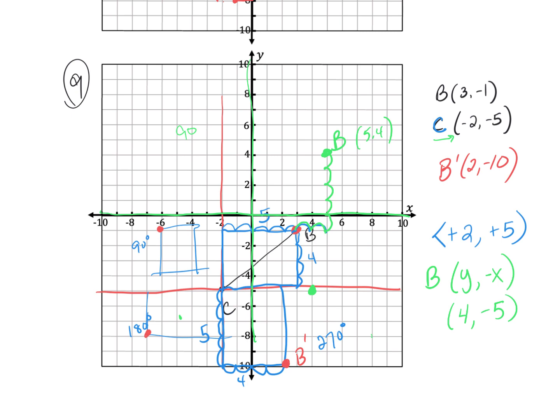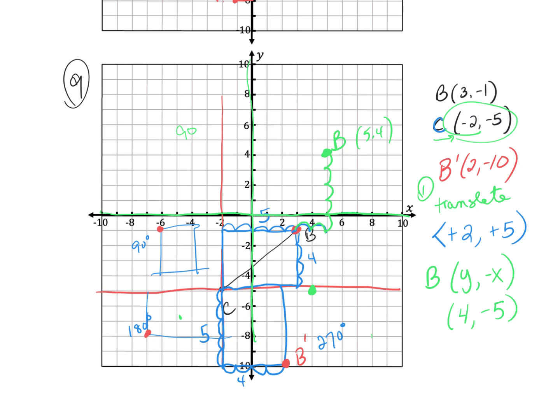So first step, I translated point B using the opposite vector than the point given. Essentially what that allows us to do is it's making up for the fact that we're not rotating around the origin.